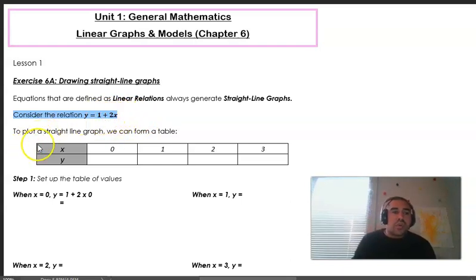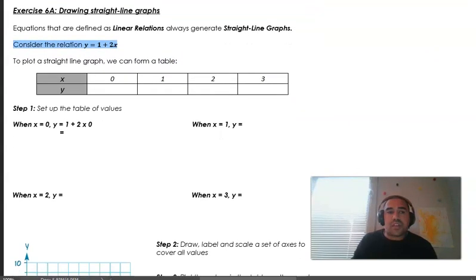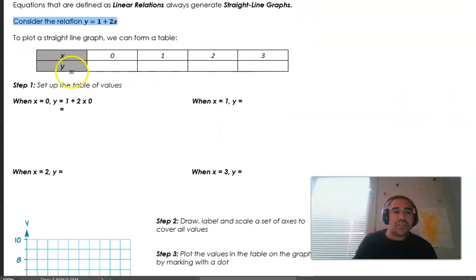So, we're going to plot this as a straight line. We have created a table here, and we're just going to choose the x values 0, 1, 2, and 3. Now, we can technically choose any x value. You can choose negative numbers, decimal numbers, it doesn't matter. But to make it consistent and easy, let's just choose 0, 1, 2, and 3. So step 1, we're going to set up the table of values. In other words, we're just going to do a simple straight substitution of x into this equation here.